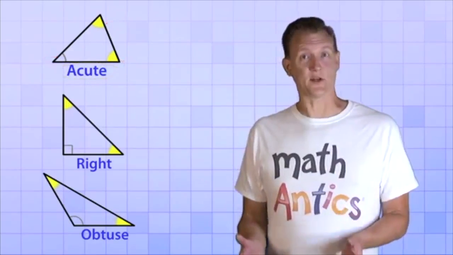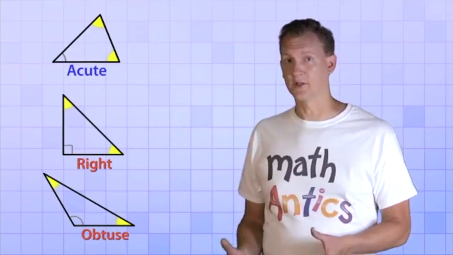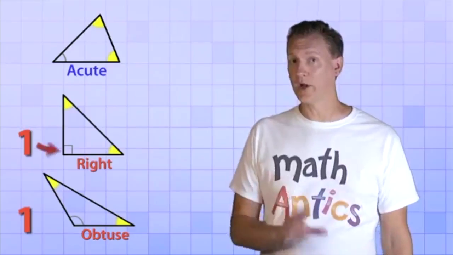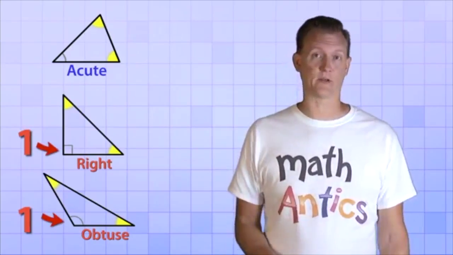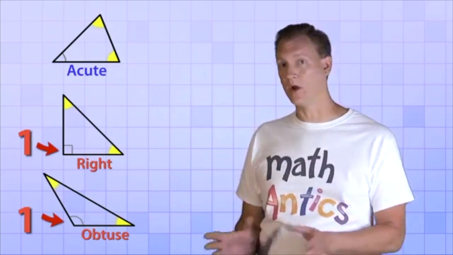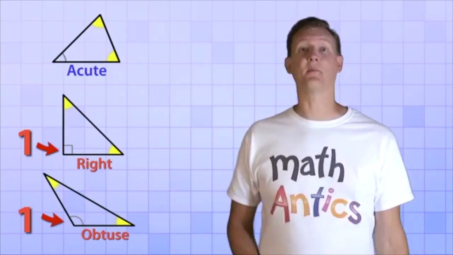The situation's easier with right and obtuse triangles because you can only have one right or obtuse angle per triangle. So as soon as you spot one of those kinds of angles, you know what type of triangle you have. Okay, now that you know all about how triangles are classified, let's learn one more really important thing about triangles.